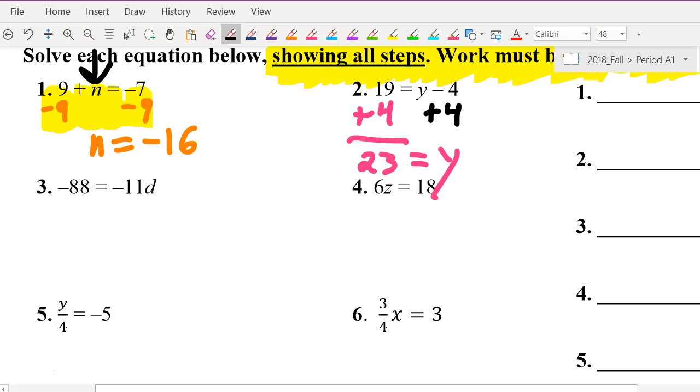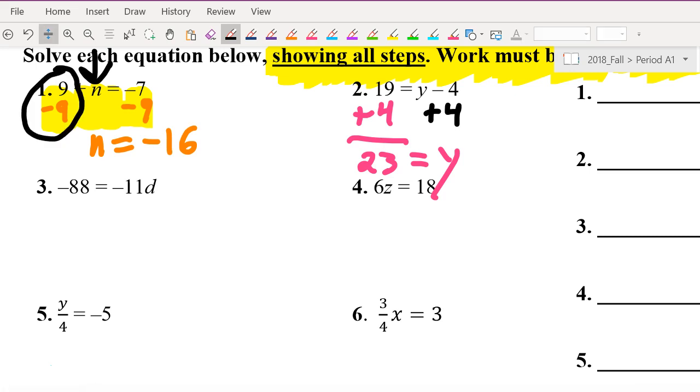All right, so Tiffany, what's being done to this D right here? Addition, subtraction, multiplication, or division? Do you know? Good. So what do we do to get rid of multiplication? The opposite of multiplication. Divide. So you always do the opposite, right?